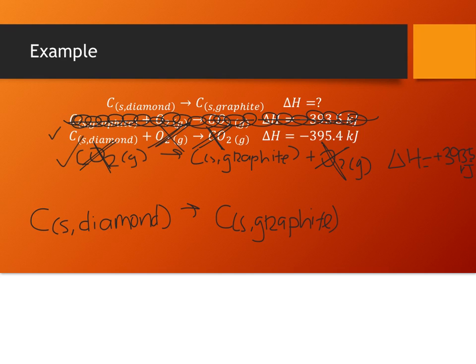except we got to remember that we got this by adding those two equations. So that means our delta H at the end will equal negative 395.4 plus 393.5, which equals negative 1.9 kilojoules. So that says that as I convert diamond to graphite, I'm going to release about 1.9 kilojoules of energy.